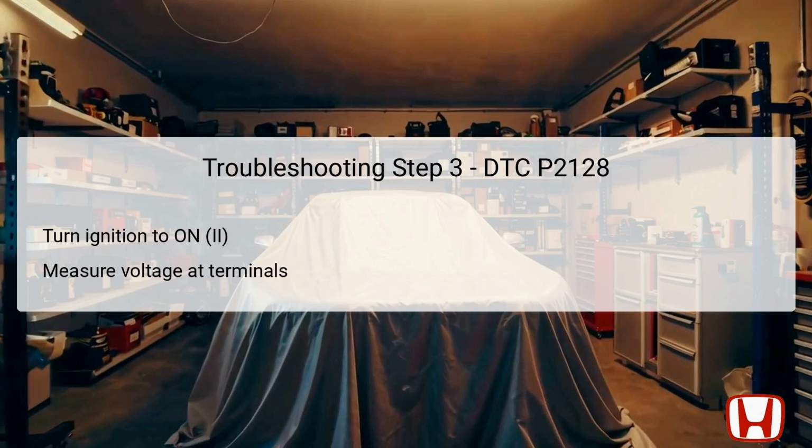Using a multimeter, check the voltage between terminals number 5 and number 6 of the APP sensor. The expected voltage should be around 5 volts. If the measured voltage is near this value, this step indicates that the sensor wiring and electrical components leading to the ECM are functioning properly. If the voltage is not within the expected range, further investigation of the sensor and associated wiring is necessary.